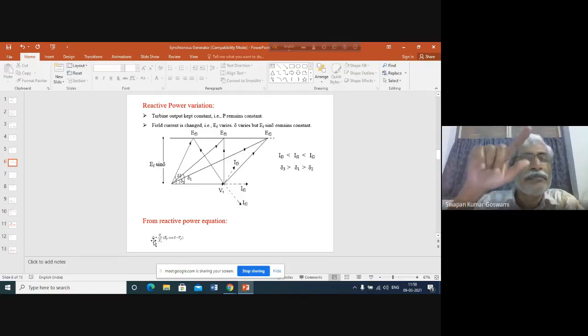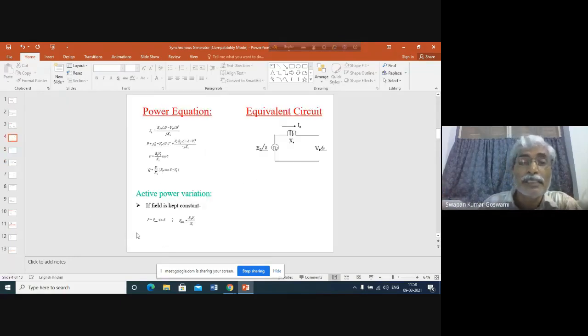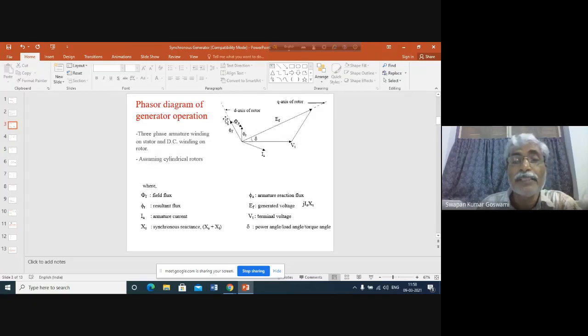As a result, phi is more. Phi is more means armature reaction is also more. Then what happens? You see that in this phasor diagram, phi f has increased, phi a has also increased. As a result, delta is changing. So delta again is an angle between resultant flux and the field flux. This angle is changing because of the change in phi a also, and phi a has increased in our case. Then armature reaction has been changed because of the effect of the variation of field current.